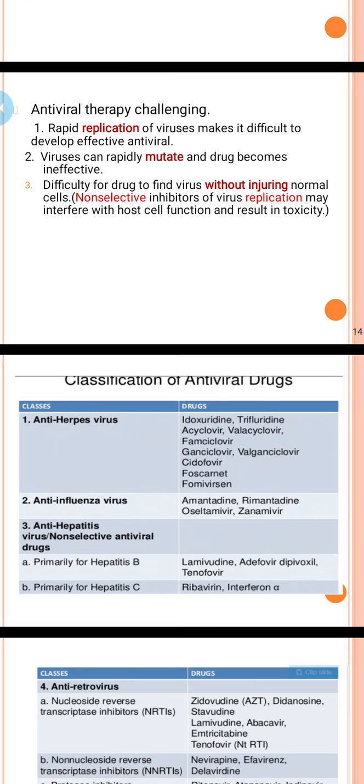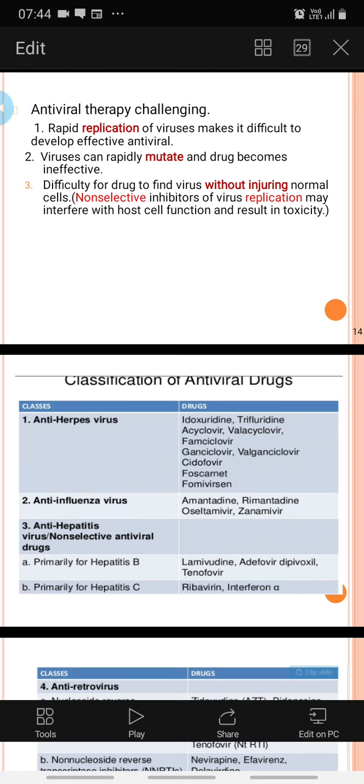Anti-herpes virus drugs: the most commonly used are acyclovir and valacyclovir. We have famciclovir and ganciclovir. They are mostly useful for cytomegalovirus infection. Also we have valganciclovir, cidofovir, foscarnet, fomivirsen. So these are the drugs used against different viruses of the herpes family. Anti-influenza drugs, we have amantadine, rimantadine, and oseltamivir, zanamivir.